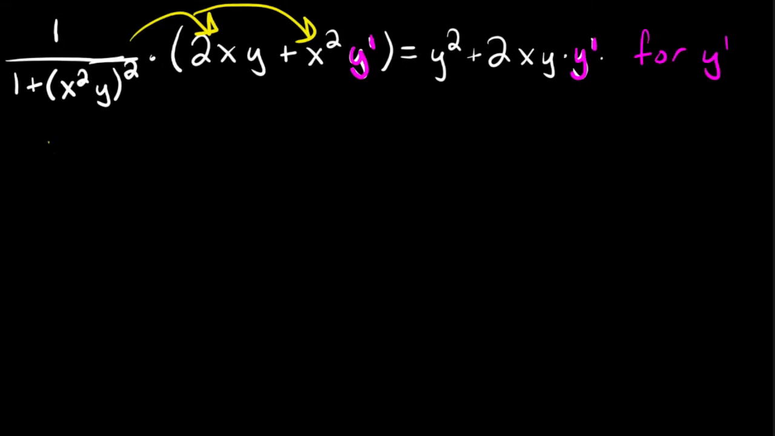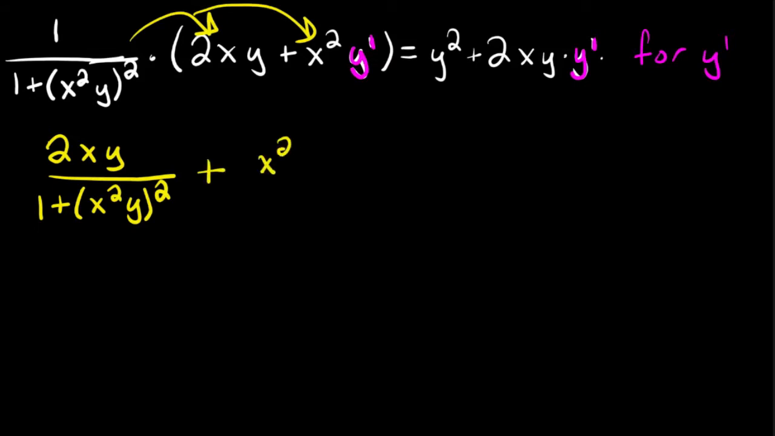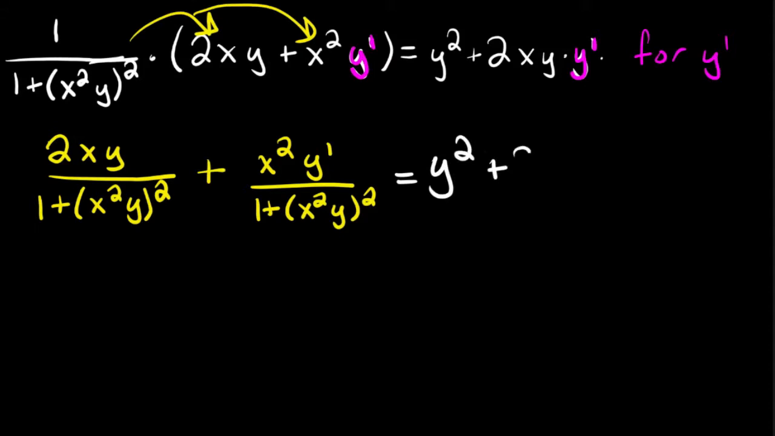So, alright, then what I get is 2xy over 1 plus x squared y squared. And I'm going to separate them. So I'm going to have x squared y prime over 1 plus x squared y squared. Okay, and then I'll just do that on the next step. Okay, so equals y squared plus 2xy y prime.